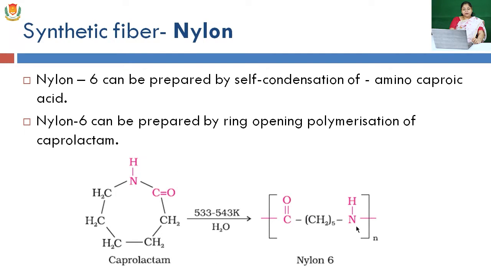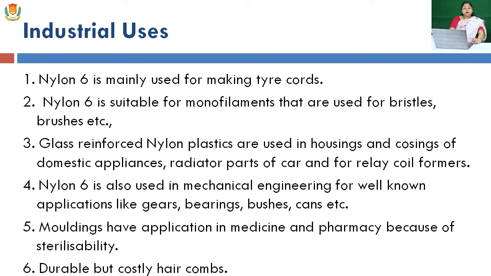This can be prepared by self-condensation of amino carboxylic acid, which is the polymerization product of caprolactam, and caprolactam is further polymerized to form a chain structure, which is termed as nylon 6. The industrial use of nylon 6 is basically for making tire cords.